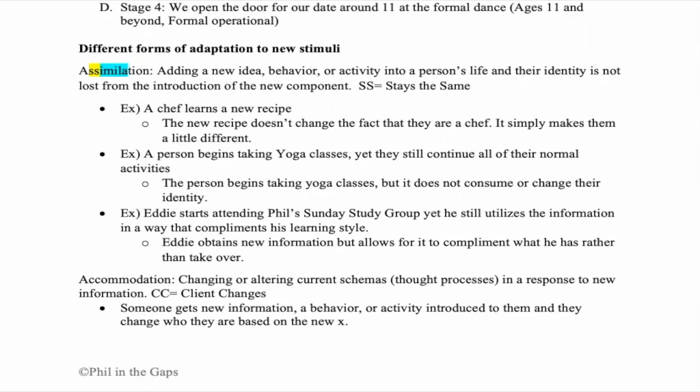Another example, Eddie starts attending Phil's Sunday study groups, yet he still will utilize the information in a way that complements his learning style. So Eddie obtains new information, but it allows for it to complement who he is rather than taking over. So he's not starting to identify as Phil. He's not like, you know what, anytime that I start studying, I need a backwards hat on. I need to be flopping around. I need to be explaining exactly the way that Phil does it. I just need to identify how is the information? How does it make sense for me? And I still have to stay who I am.